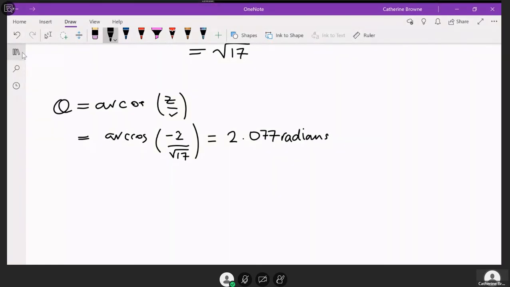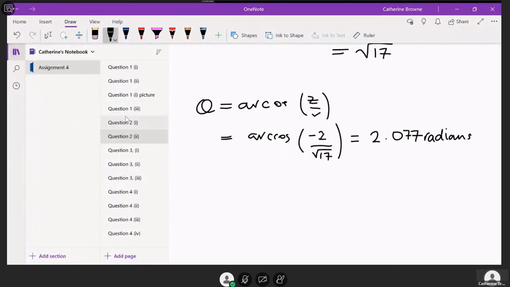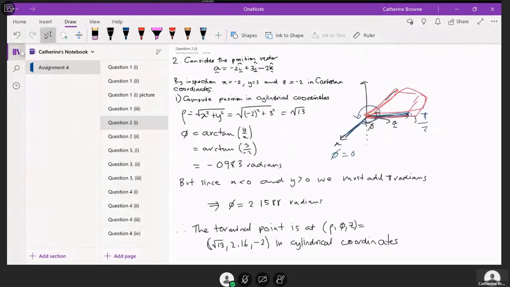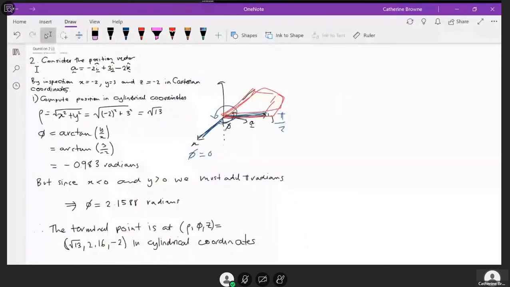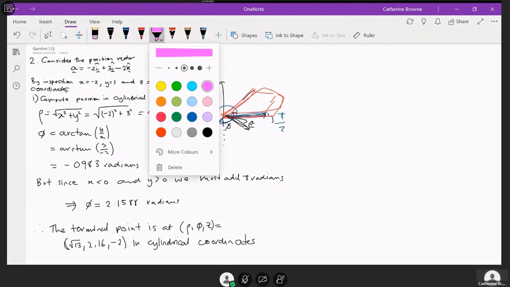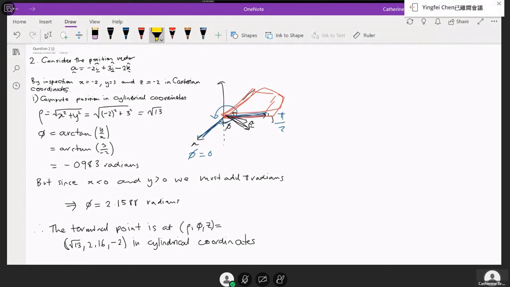So in spherical coordinates, phi is going to be the same. But if I go back to that little diagram that I chose, our vector A, because z is negative, is pointing down this way. So when I look at the angle theta, that comes down from the z-axis, that's that angle there. So we're expecting it to be bigger than pi on 2 this time.